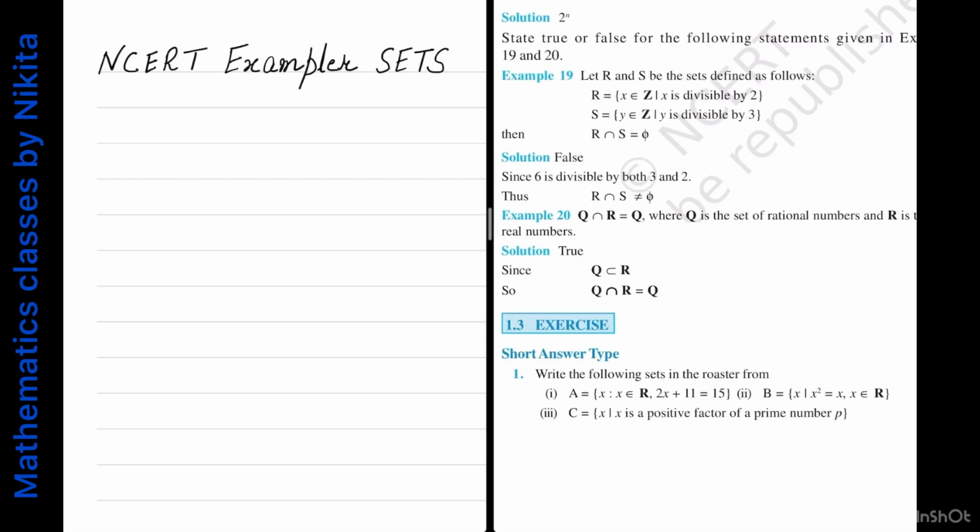So in this video I'll be solving the exemplar of chapter 1 sets, which we have already completed. I have posted all the videos of chapter 1. You can check them out on my channel, and today I'll be discussing the exemplar. The exemplar is provided by NCERT. You can just download it from their website. I will give the link in the description box.